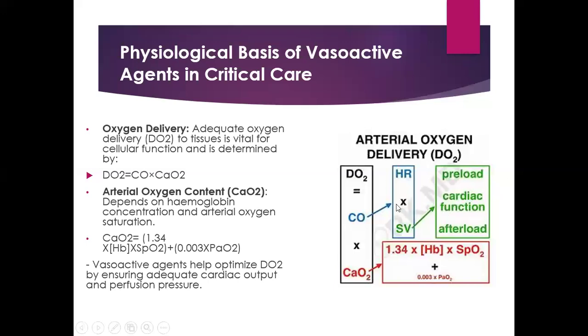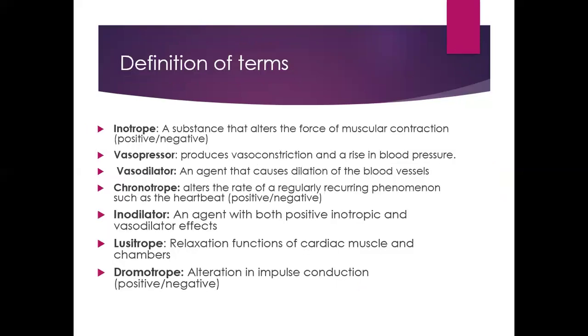Now, this diagram on the right depicts it very beautifully. The amount of oxygen that is delivered to the tissue is dependent on the cardiac output, which is also dependent on the heart rate and the stroke volume. The stroke volume is dependent on the preload, the cardiac function, and the afterload. And the oxygen content of the arterial blood being delivered is dependent on the hemoglobin and the oxygen saturation of the blood.